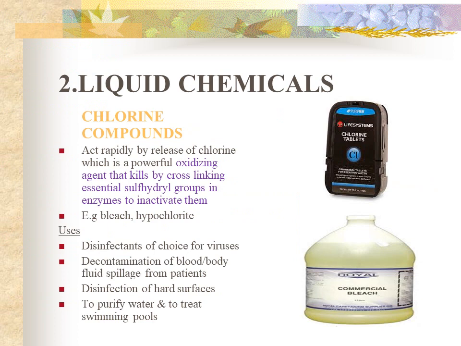We have the liquid chemicals like chlorine compounds that act rapidly by releasing chlorine, which is a powerful oxidizing agent that kills by cross-linking essential sulfhydryl groups in enzymes to inactivate them. The liquid chlorine compounds include bleach and hypochlorites, and they are used to disinfect various blood and body fluid spillage from the patients, disinfection of hard surfaces, to purify water and to treat swimming pools.